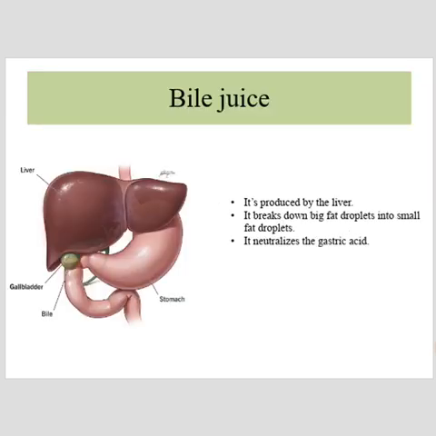The third juice is the bile, which is produced by the liver. It has a function in breaking down the big fat droplets into small fat droplets, and another function, it can neutralize the gastric acid. As we said, in the gastric juice we have acid, it contains HCl, so the bile comes to neutralize this acid.